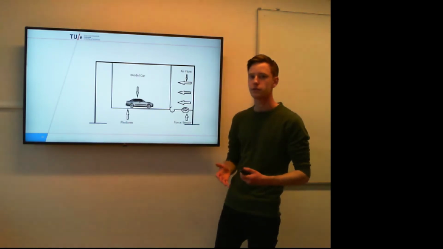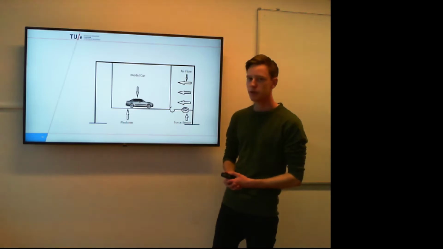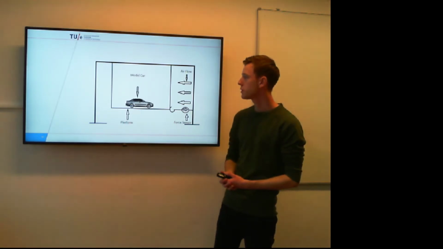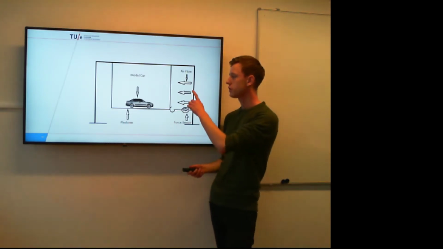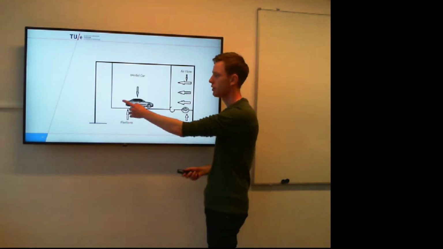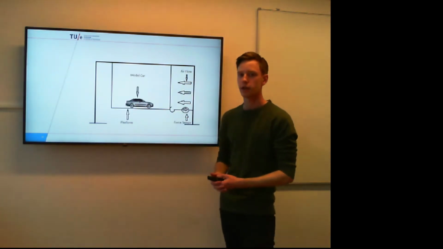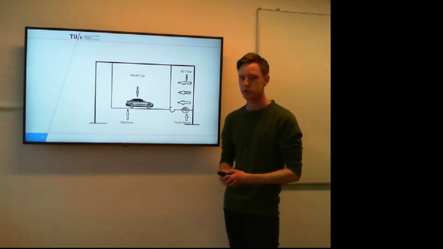So that is F drag. And also with a pressure meter, we can measure the pressure between here and here. And with that we can calculate the wind speed by using an equation.